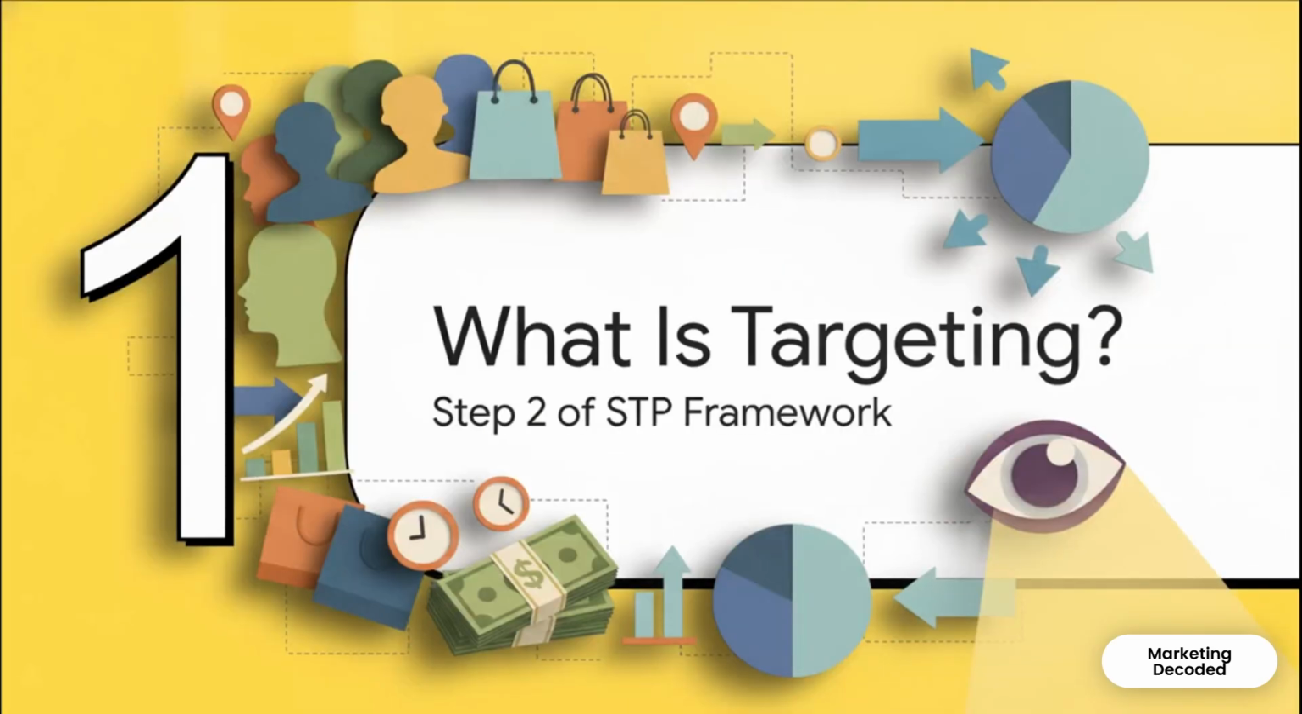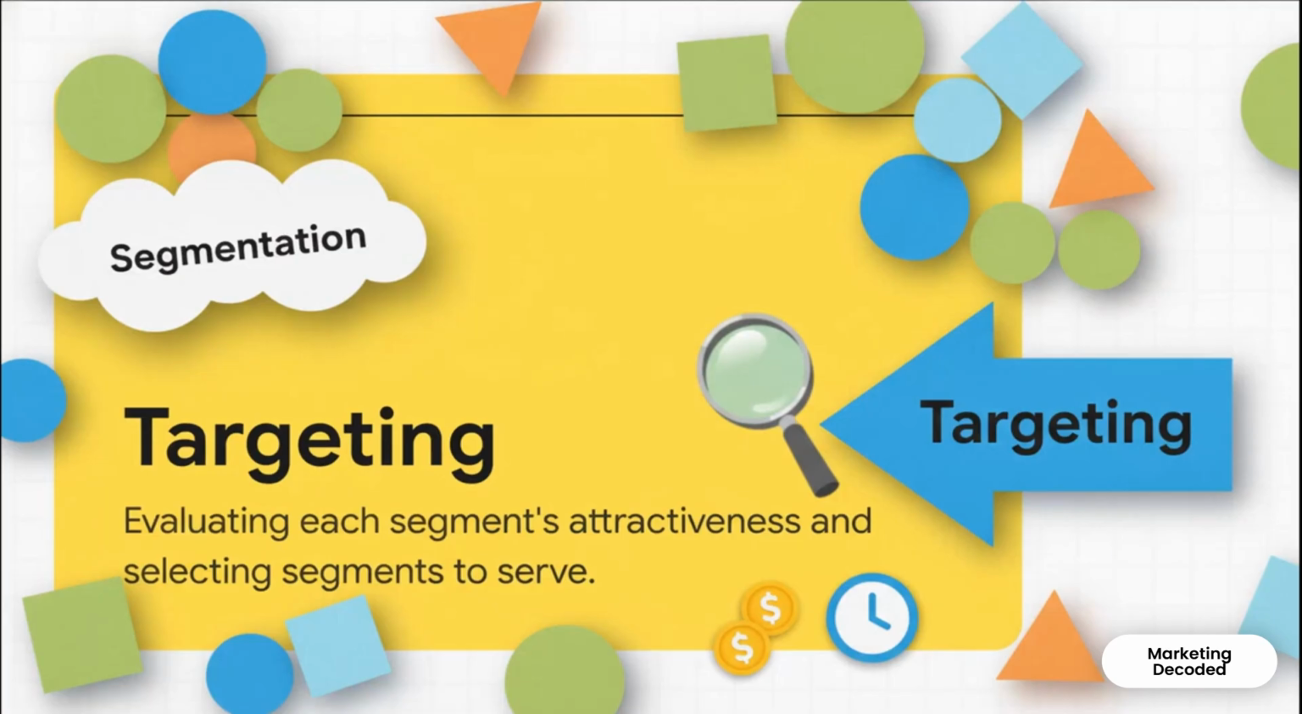What is targeting, and where does it fit into the STP framework? Look, the fundamental reality of business is that once you've divided your market up into segments, you simply cannot serve all of those segments equally well. It's just not possible. Your resources are limited, your marketing budgets are capped, and honestly, consumer attention is incredibly scarce. So, as a marketer, you are forced to make a hard choice. That crucial decision-making process, that's called targeting.